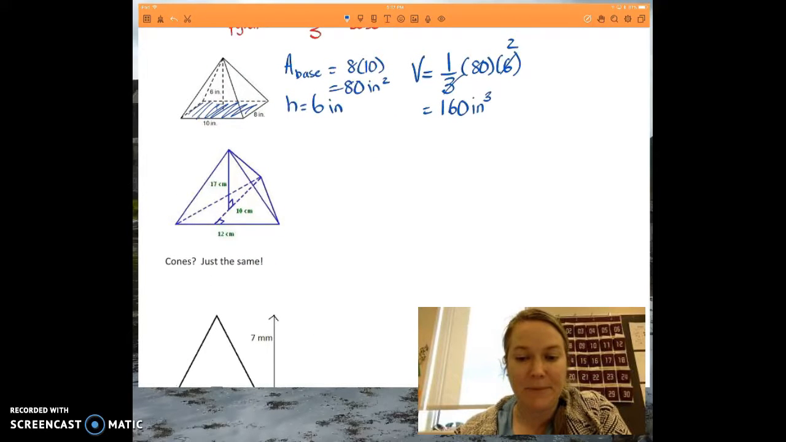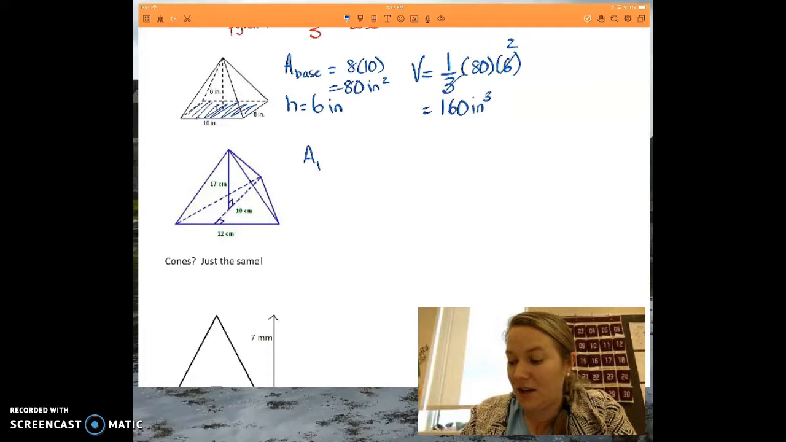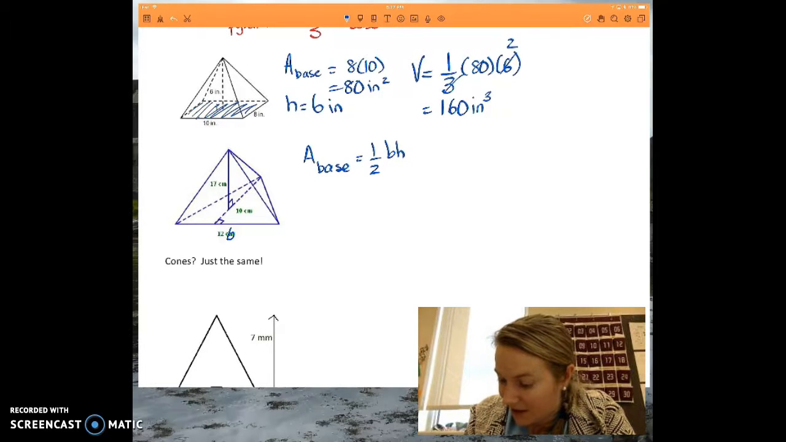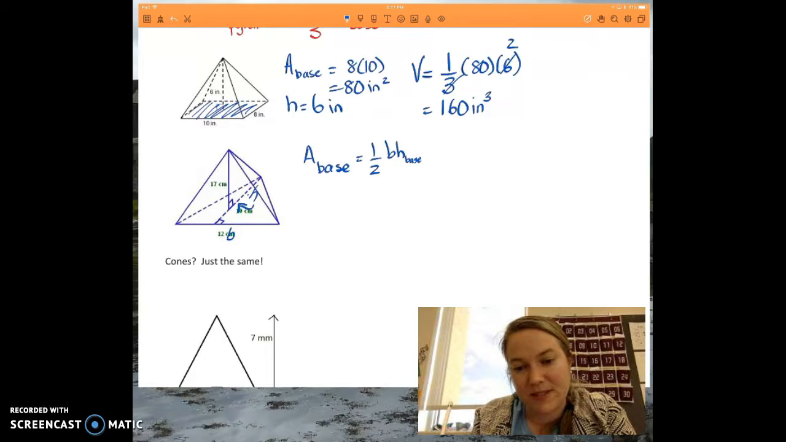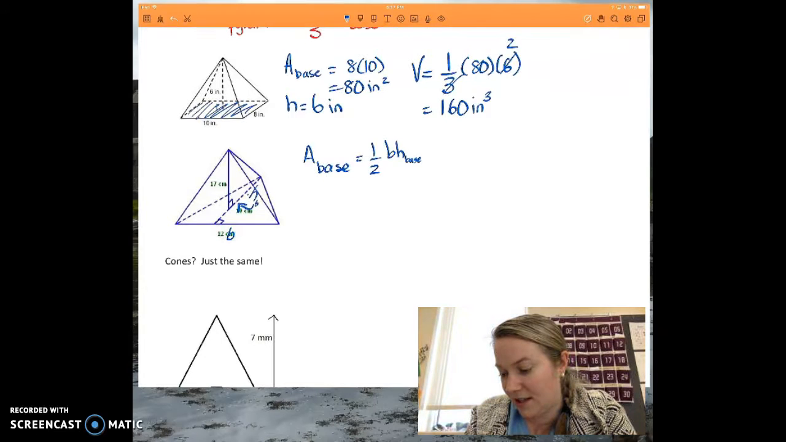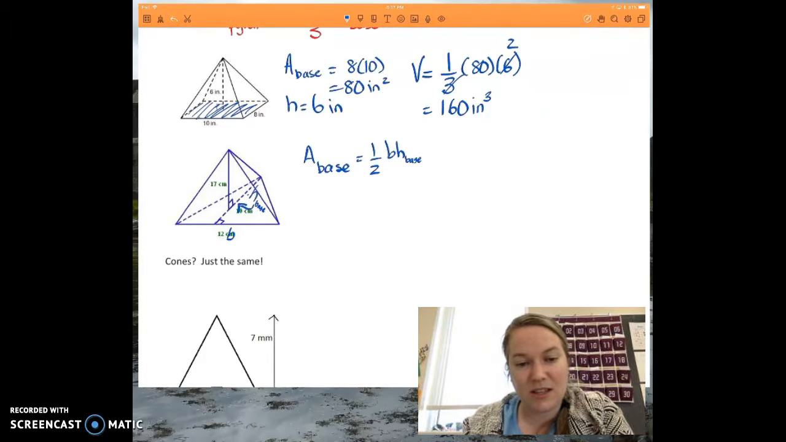This next example doesn't have a rectangular base. It has a triangular base. So the area of the base in this one is going to be 1/2 base times height. And this is base, and this is height of the triangle. So I'm going to put height base. I'm going to put a little subscript to show that I'm not talking about the height of the pyramid. I'm talking about the height of the triangle itself.